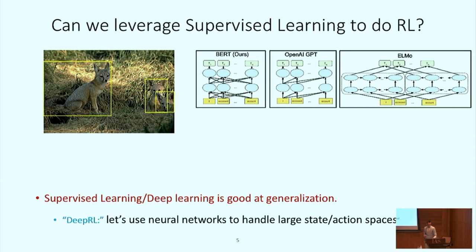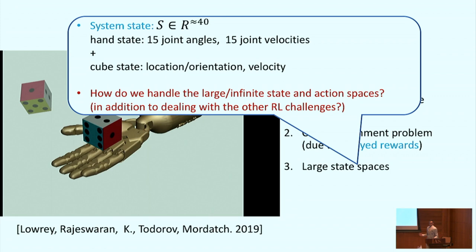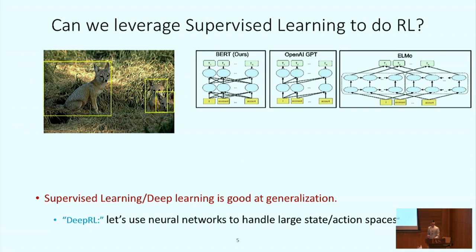Okay, so this last question, how do we deal with the large state spaces? Well, you know, supervised learning to the rescue here. Right? So can we leverage our successes in supervised learning and deep learning and apply them to RL? Okay, and supervised learning is a non-interactive learning setting. We know how to generalize in that setting. Can we use our ability for generalization to deal with this large state space issue? And this is really this new-ish idea of deep RL, which is let's try to plug in some neural networks to deal with this large state space issue.